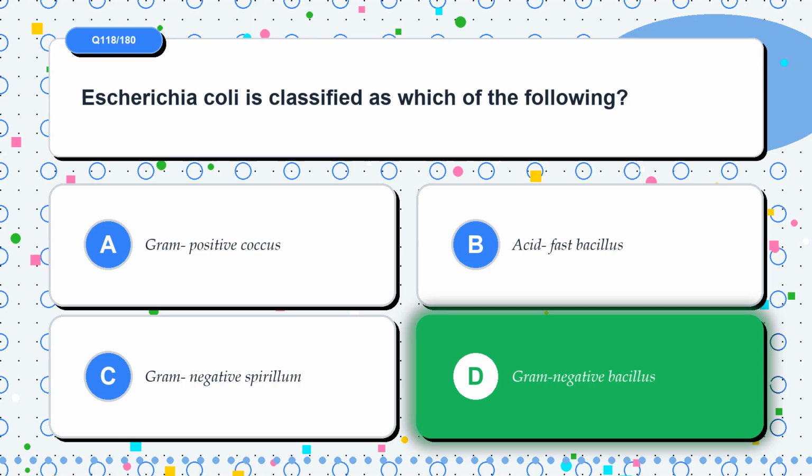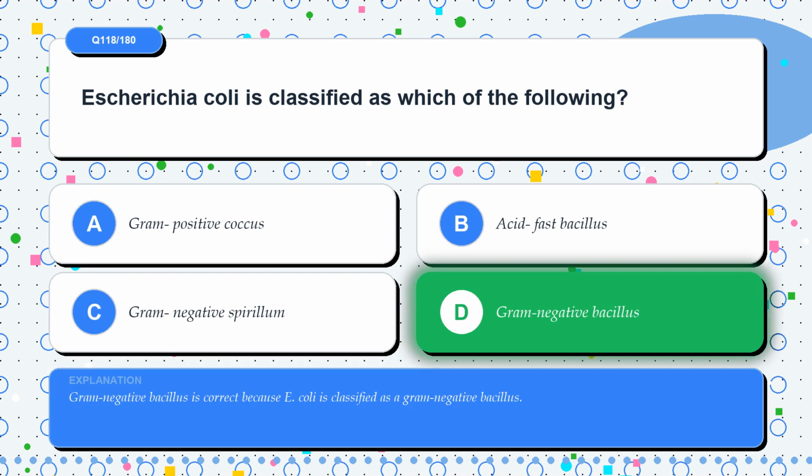The correct answer is option D, gram-negative bacillus. Gram-negative bacillus is correct because E. coli is classified as a gram-negative bacillus.